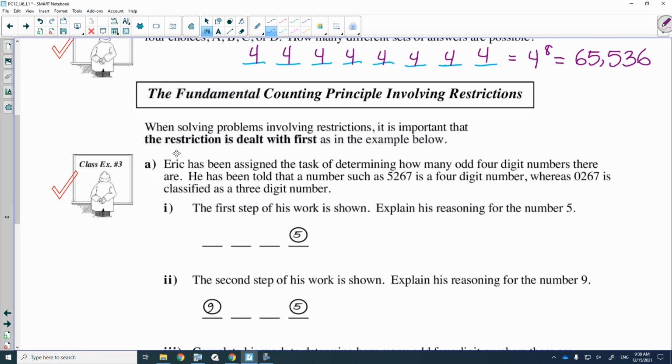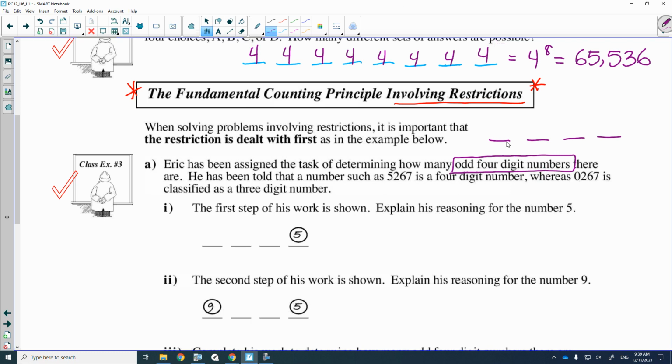Now we're going to get into something called the fundamental counting principle. So it's going to be the stages, but it's going to involve something called restrictions. So the first question here, it says Eric has been assigned the task of determining how many odd 4-digit numbers exist. So I'm just going to box this in. Odd 4-digit numbers. A 4-digit number is going to give you 4 different stages, right?